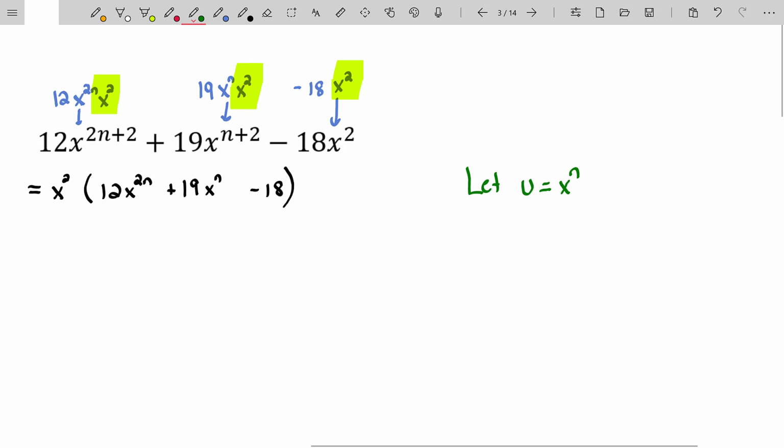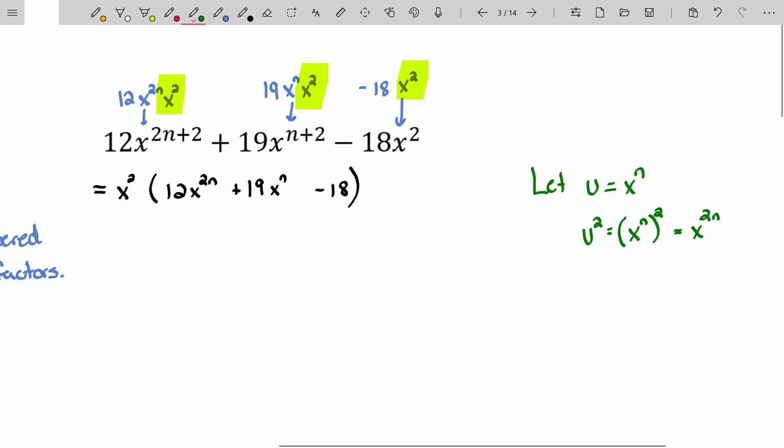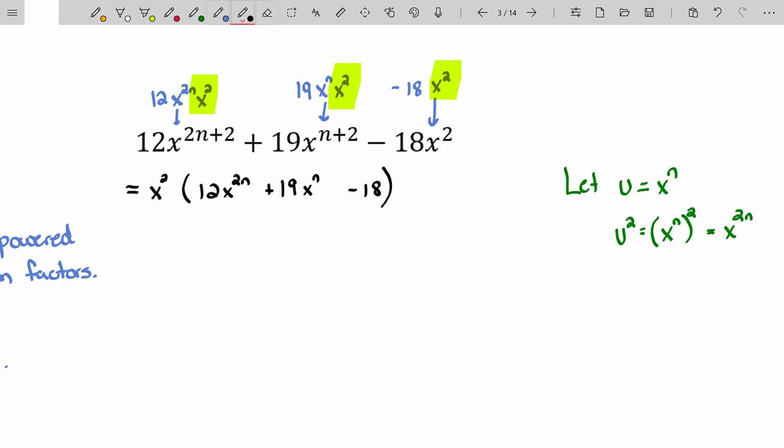Because if u is equal to x to the n, and you want to get x to the 2n, you want to find out what that is? Well, x to the 2n is the same thing as x to the n squared. That's what x to the 2n is. That's just taking x to the n and squaring it. And remember, x to the n is u. So u squared is the same thing as x to the 2n. This is called a u substitution. A very, very powerful technique that ends up helping you throughout all of calculus.